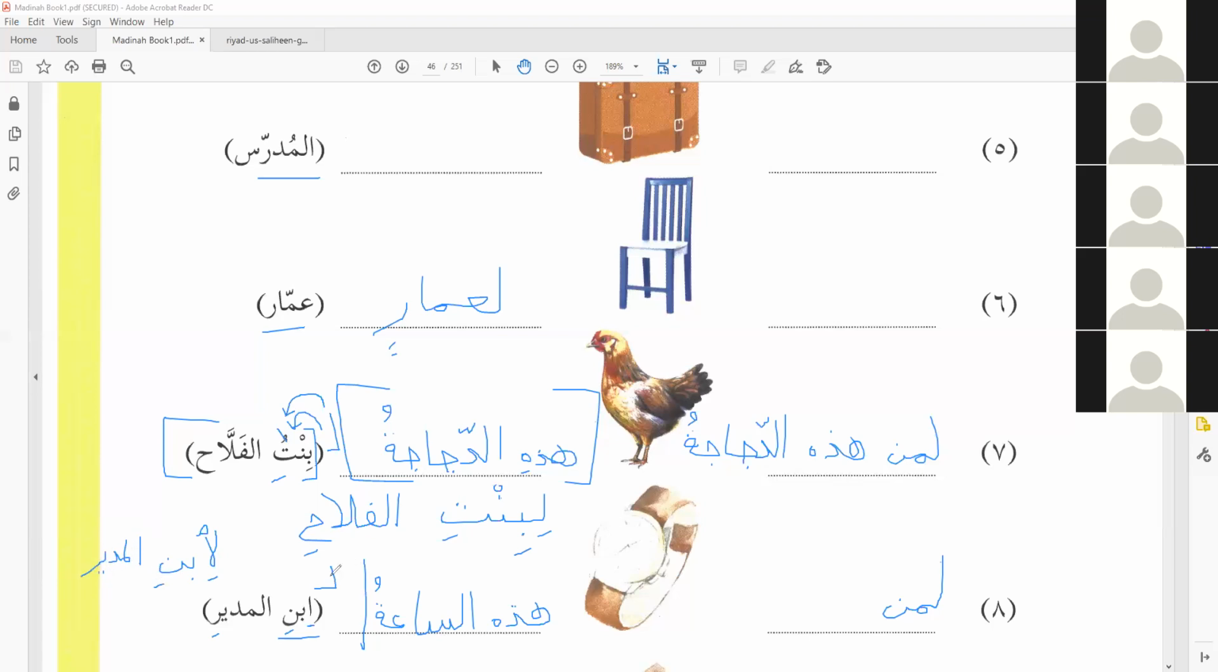Libni al-mudiri. And we do not pronounce it because it is a hamzatul wasl. Now the question arises, okay, how come we got rid of the hamzatul wasl up here when we had alif lam, but we didn't get rid of it down here when it was just an alif by itself?